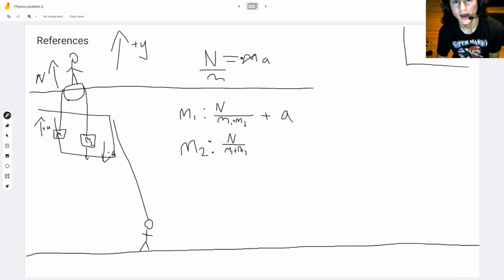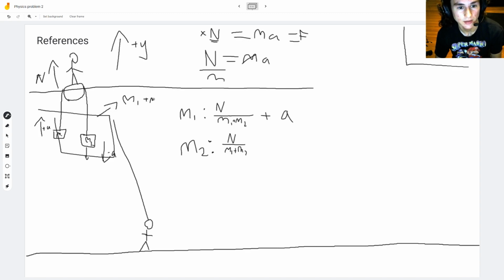We get that by using Newton's second law, F equals ma. Basically, it's pulled up with the force of newtons. Newtons is the same as saying force. So we're going to take the number of newtons, and then we're going to divide it by the mass of the entire system, which is going to be m1 plus m2. So that's where we get this whole thing from, which is just the acceleration of the entire system going upwards. And then, this time, we're going to subtract a to account for the direction.